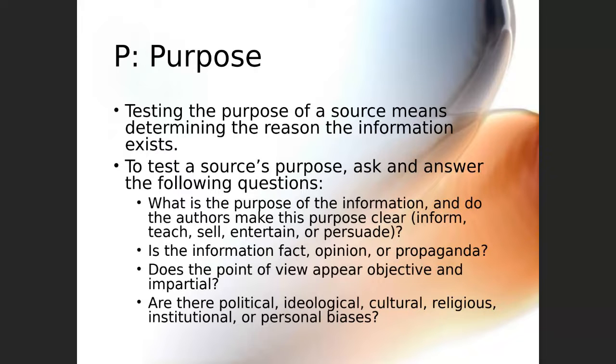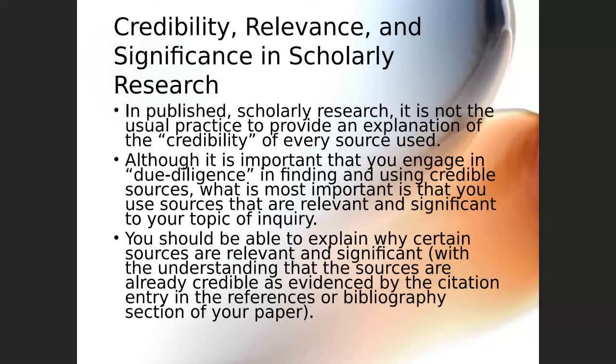So if you follow the CRAAP acronym, as I've just laid it out for you, you can make sure that your stuff is credible. In published scholarly research, it is not the practice to provide an explanation of the credibility of every source used. Although it is important that you engage in due diligence in finding and using credible sources, what is most important is that you use sources that are relevant and significant to your topic of inquiry. You should be able to explain why certain sources are relevant and significant with the understanding that the sources are already credible, as evidenced by the citation entry in the references or bibliography section of your paper. So you don't actually have to explain to your reader that they're credible, but you need to vet this on your own personal time.